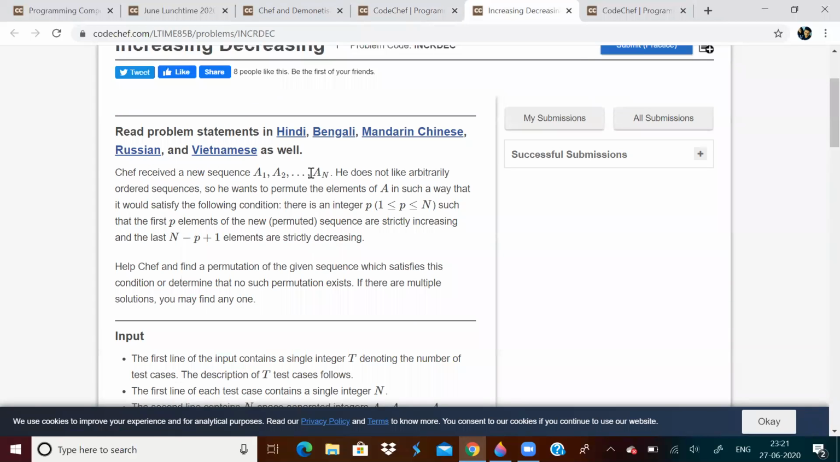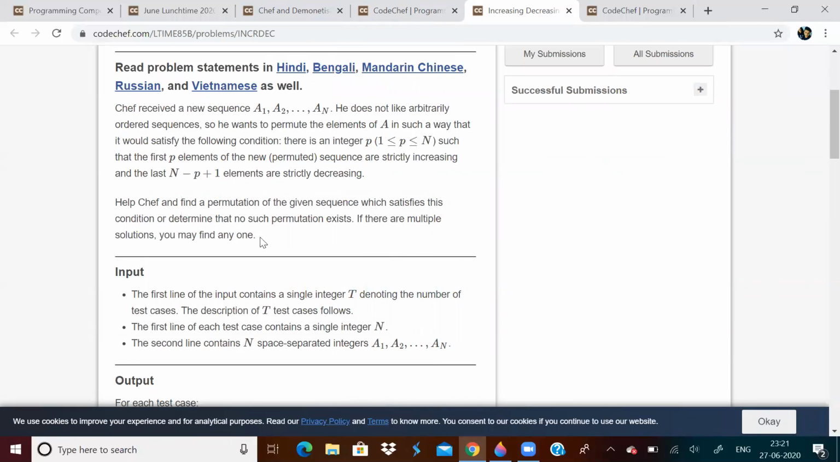Second problem, we are given a sequence A1, A2, and so on, An. And we have to permute this sequence in such a way that there is an integer p for which all elements before p are strictly increasing and all elements after p are strictly decreasing. So it can either be an increasing sequence or a decreasing sequence or increasing then decreasing, but this increase and decrease should happen at most once. There is only one value of p.